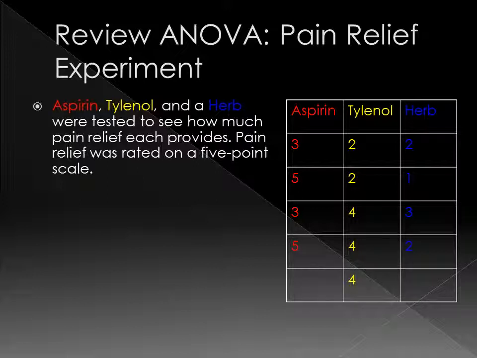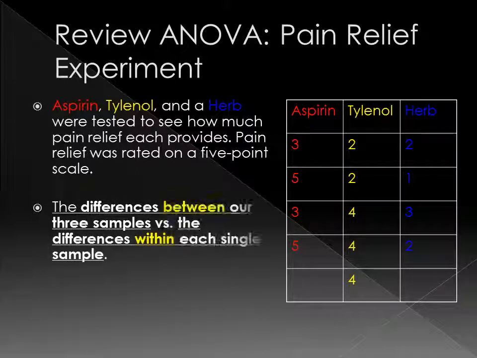These are tested to see how much pain relief each provides. Pain relief was rated on a 5-point scale. The independent variable is different drugs. It has 3 levels. The dependent variable is the level of pain relief. With this example, we want to know if there is any difference across aspirin, Tylenol, and herb groups.